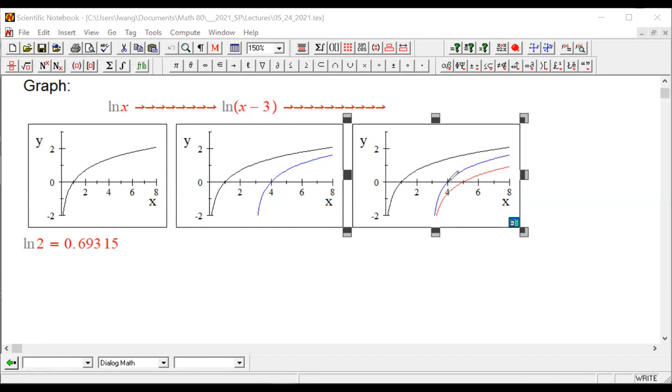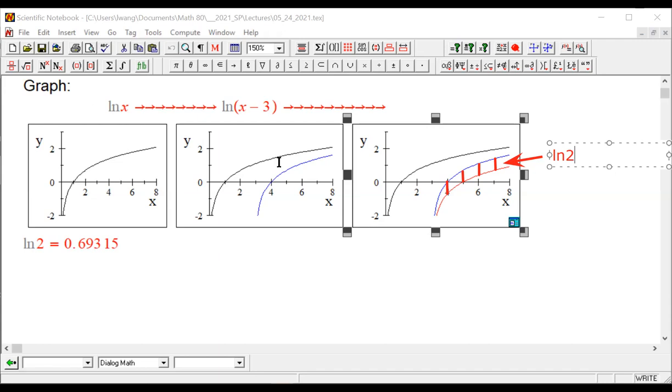So every point is shifting down. Every input is shifting down, shifting down, shifting down. How much is the red bar? The red bar, that's the amount of shifting, is ln 2. The value is 0.69315. Of course, the computer did it automatically for us.